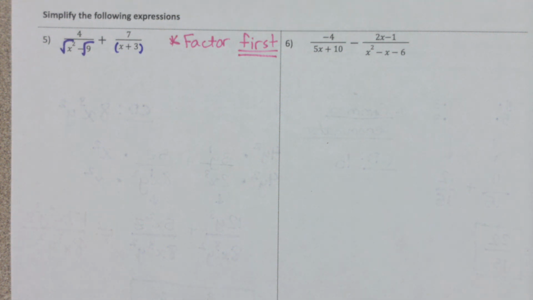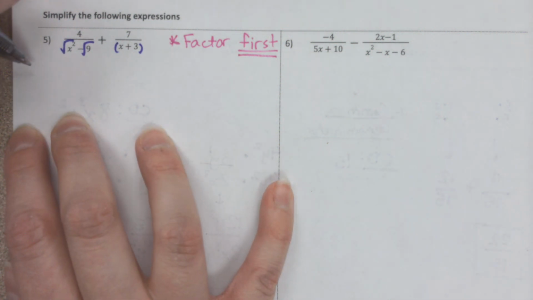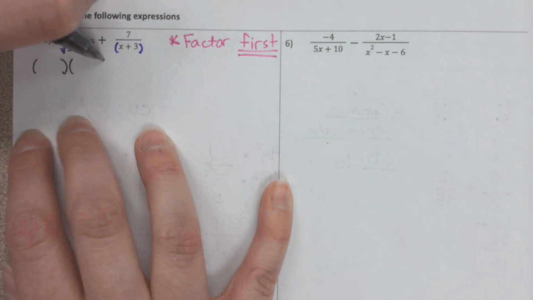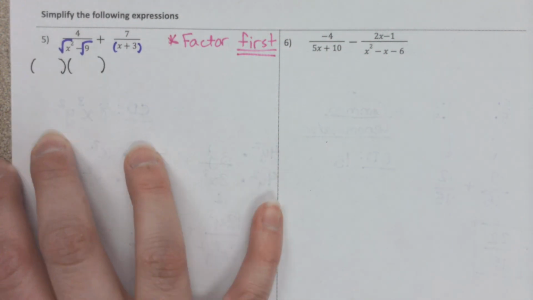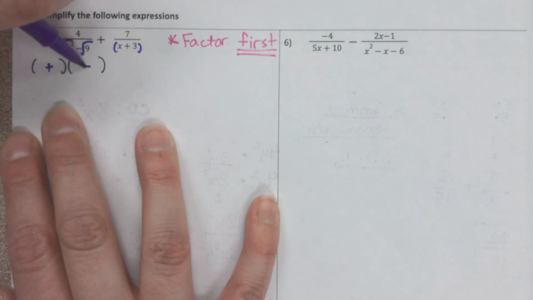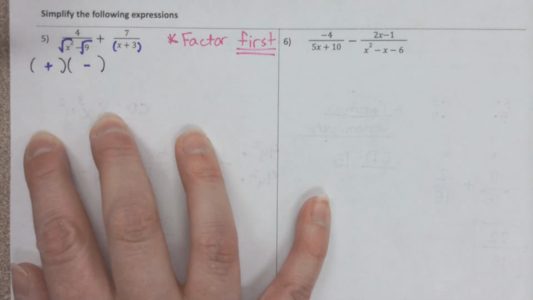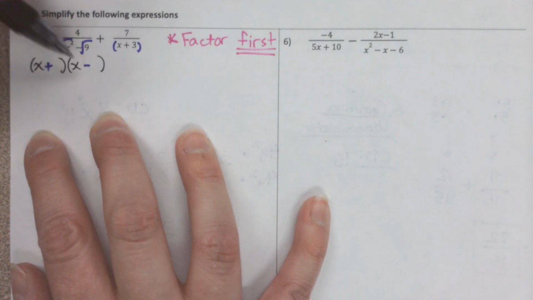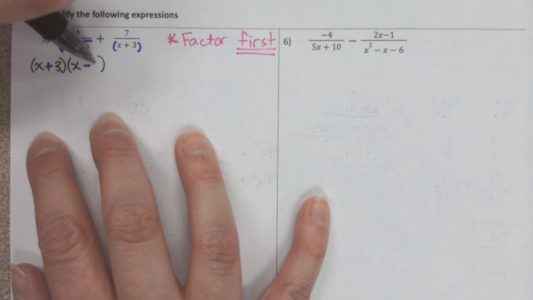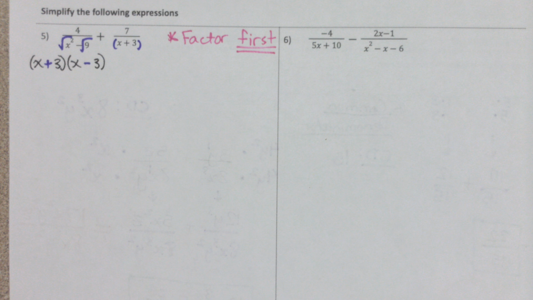Difference of squares here. Don't forget you have 2 factors. 2 sets of parentheses, not 1. That's because we have the plus and the minus. You have to create the 2 cases. Square root of x squared is just x. Square root of 9 is 3. So we have x plus 3, x minus 3.